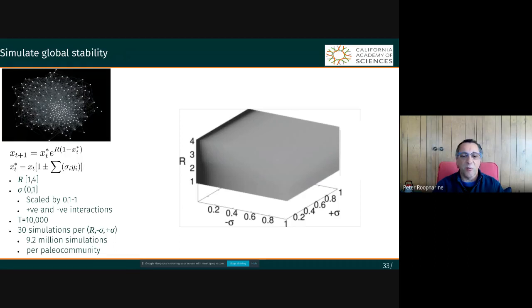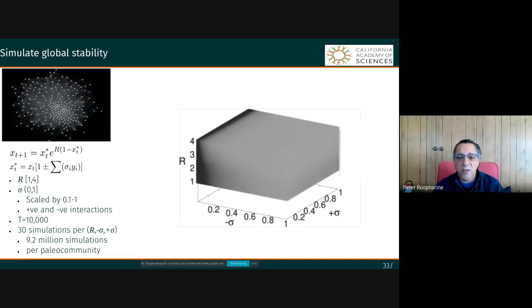So let me explain what this cube is. This cube is looking at three axes: that little negative sigma, the positive sigma. That's how strongly species in the model and the real communities interact. Negative interactions are the impact of predators on prey, positive interactions are the impact of prey on predators, and R is the population growth rate of the species.